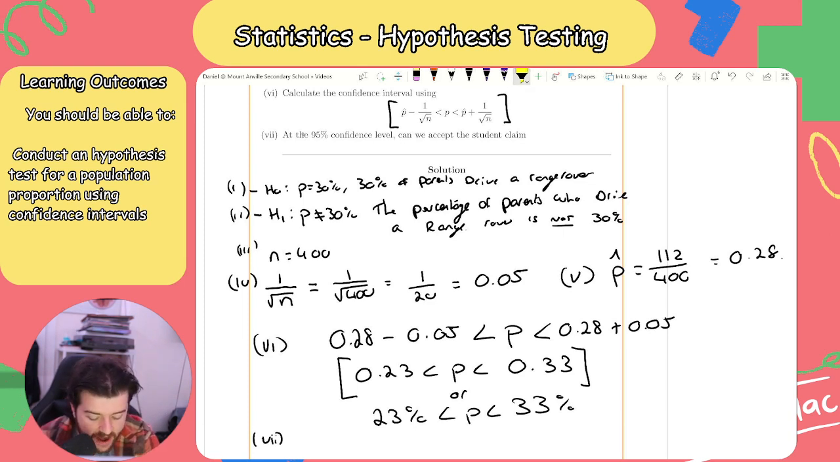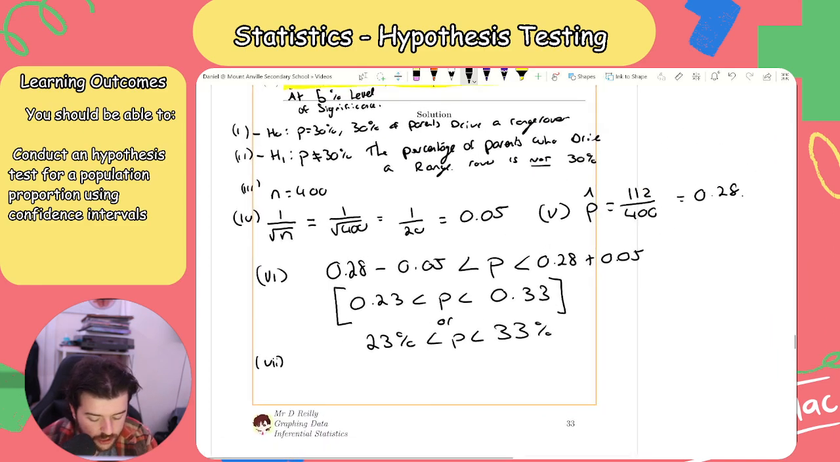At a 95% confidence level, can we accept the student's claim? Another way to get asked this, I said at a 95% confidence, they could say at 5% level of significance. Anyway, that doesn't matter. So can we accept the student's claim?